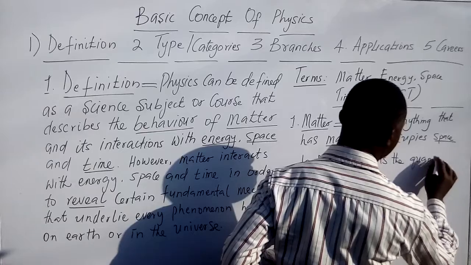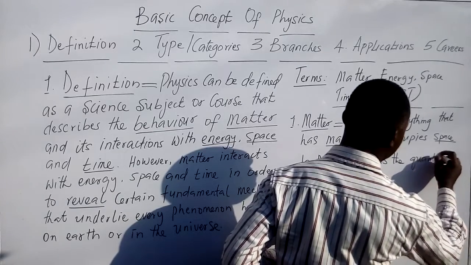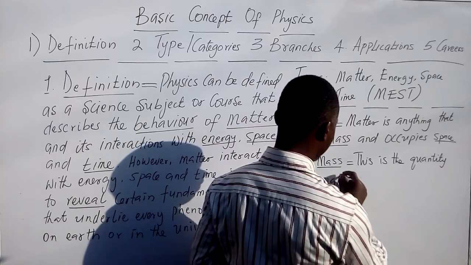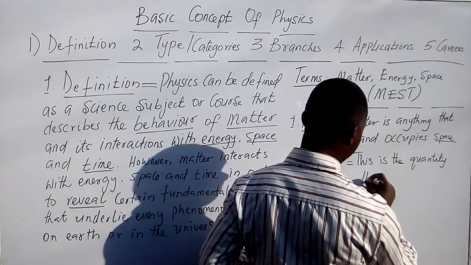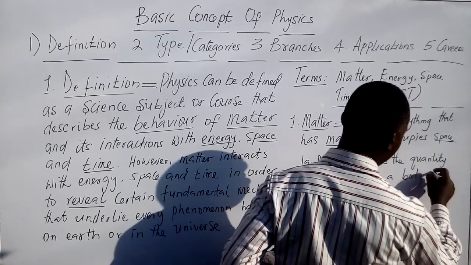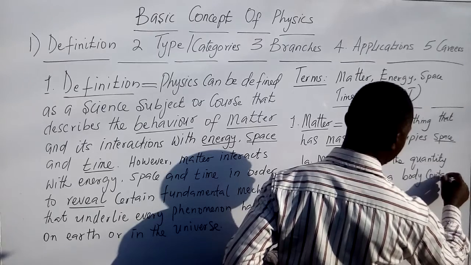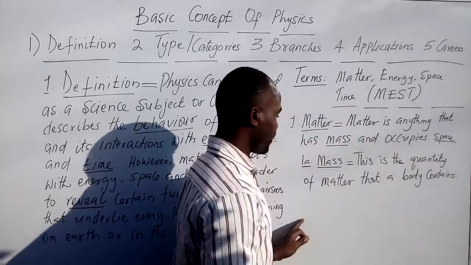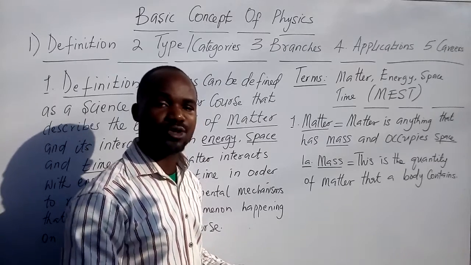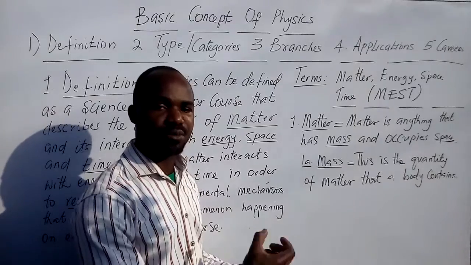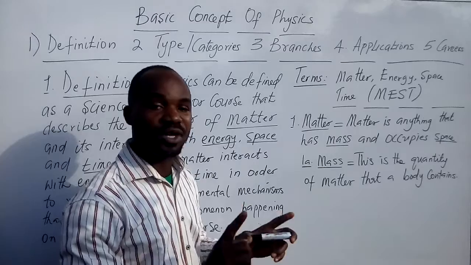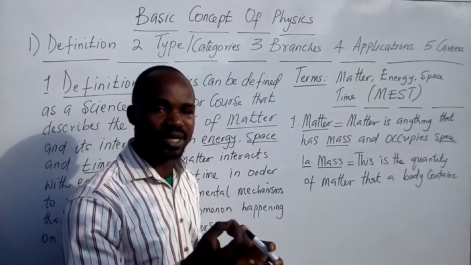Quantity. The quantity of matter that a body contains. And you see, matter and mass is strongly connected. So if you are talking about mass, you're also referring to matter. If you are referring to matter, you're also referring to mass. So anything is composed of matter. Anything is composed of mass, no matter how small it is.